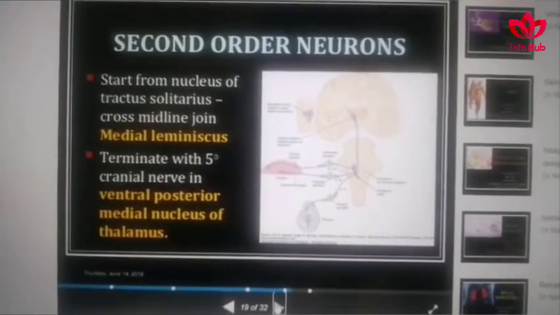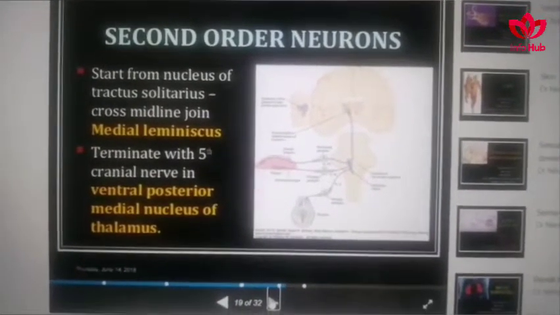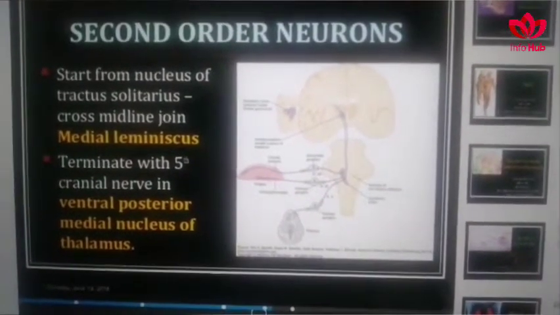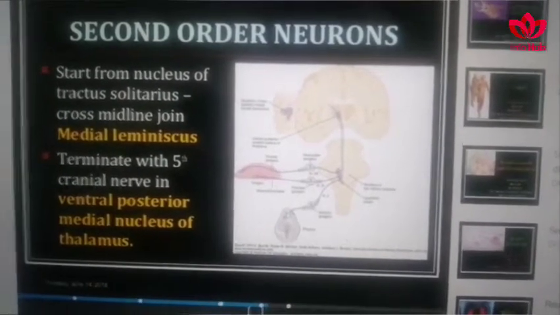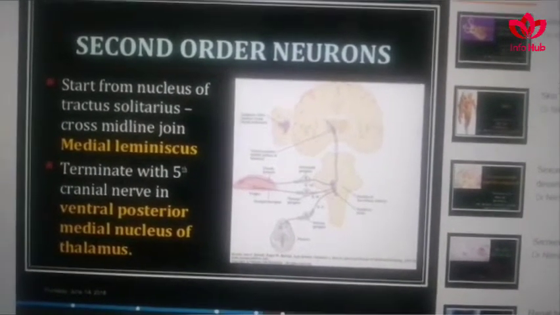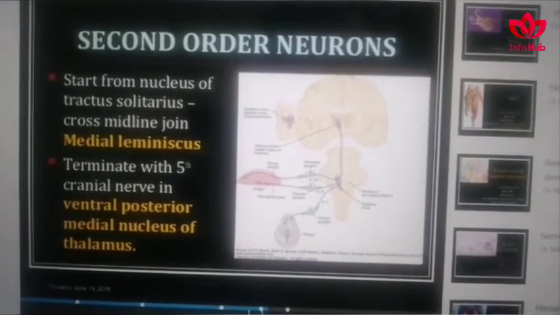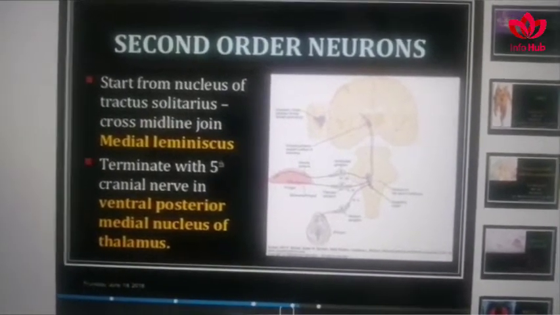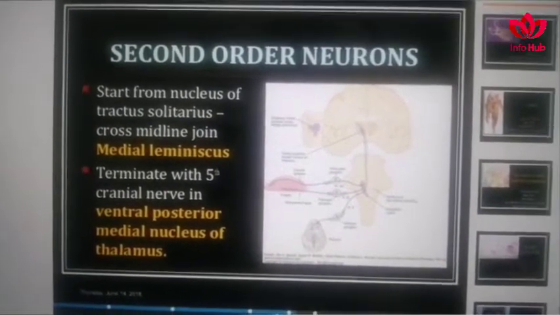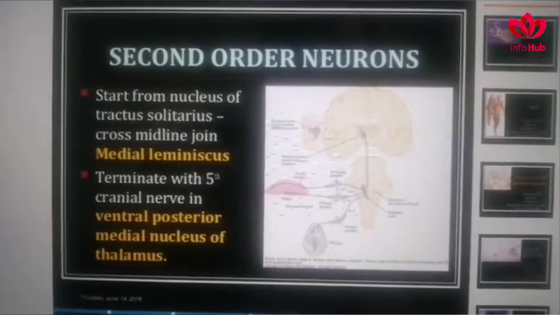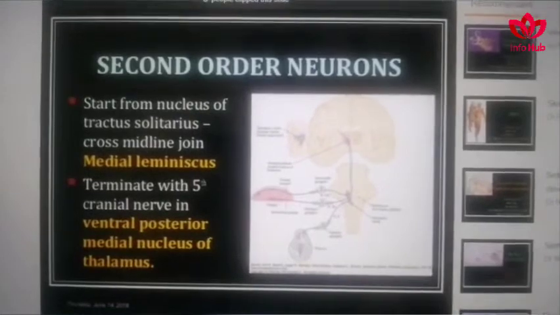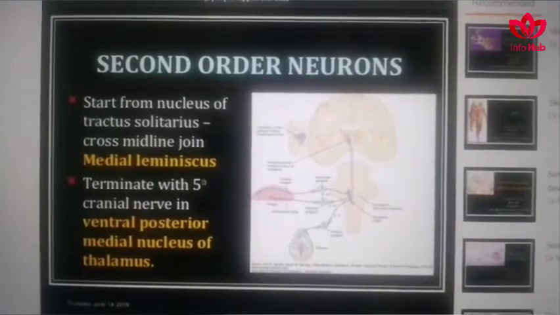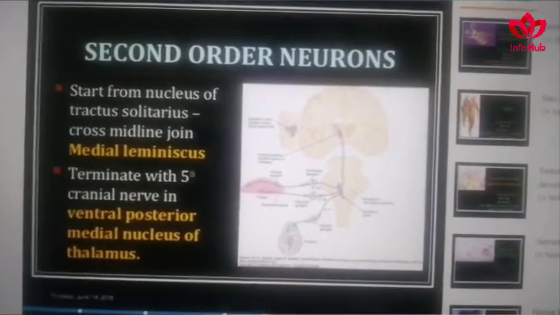And then the second order neurons from the nucleus of tractus solitarius, the diagram is not very clear, will cross the midline to join the medial lemniscus, and then they will terminate in the ventral posteromedial nucleus of the thalamus, along with the 5th cranial nerve. So you should remember the second order neuron termination point, which is the ventral posteromedial nucleus of the thalamus.